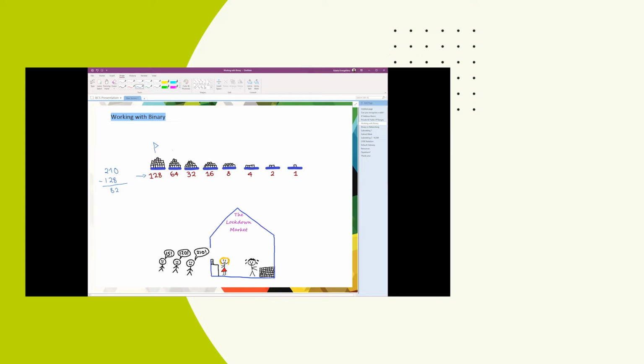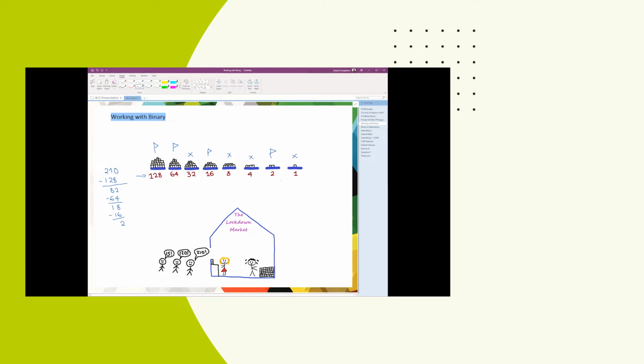Apparently, he needs a palette of 64 boxes. So minus 64, he needs another 18. So no flag on 32 because he only needs another 18 boxes. So he doesn't need 32 boxes, no flag here, but he will put a flag here, 16. And he takes away 16, leaving 2. So no flag here, no flag here, a flag here, and no flag here.